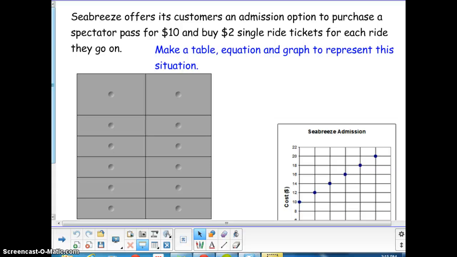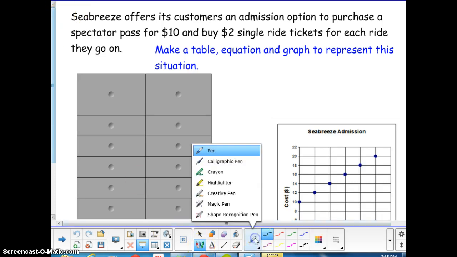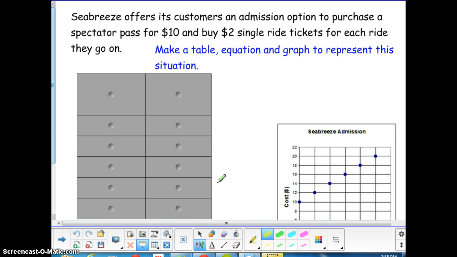All right, so today we're going to take a look at a linear function in context. We're going to read the problem first and decide what is the important information. Seabreeze offers its customers an admission option to purchase a spectator pass for $10 and buy $2 single ride tickets for each ride they ride. So we've got two bits of information.